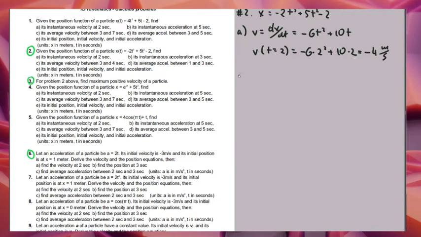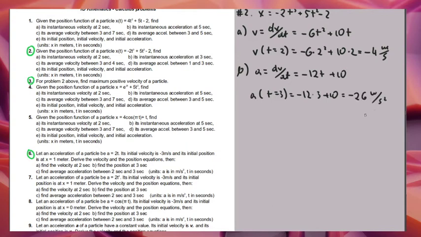Part B says instantaneous acceleration at 3 seconds. Okay, well, acceleration is dv/dt, and so in this case it becomes minus 12t plus 10. And I want acceleration at 3 seconds, so t equals 3. In that case, it's just minus 12 times 3 plus 10. That gives me minus 36 plus 10, minus 26 meters per second squared. So that's the acceleration. That was easy.